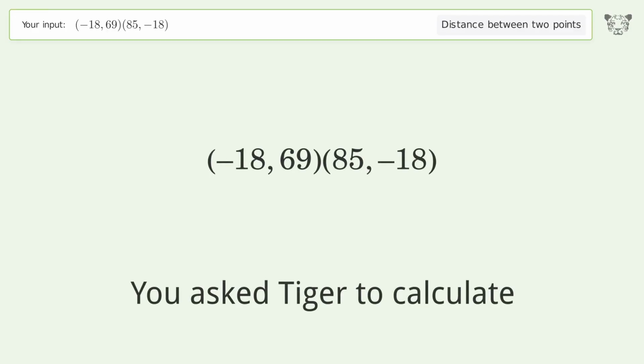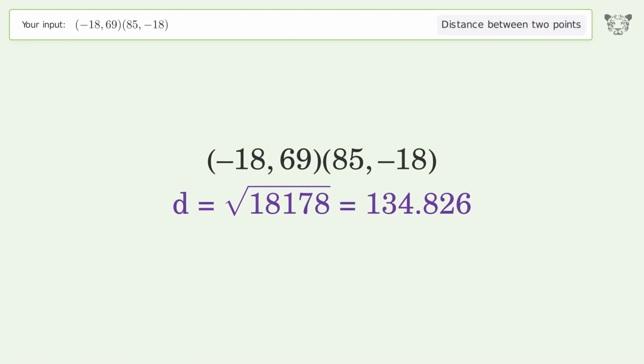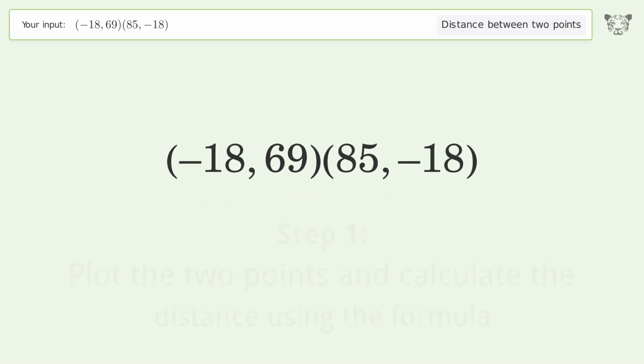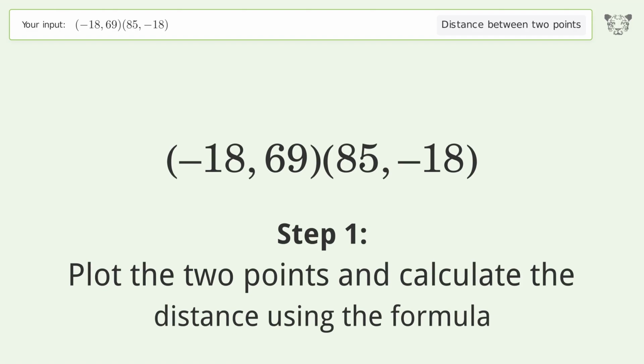You ask Tiger to calculate. This deals with the distance between 2 points. The distance between the 2 points is the square root of 18,178, or 134.826. Let's solve it step by step. Plot the 2 points and calculate the distance using the formula.